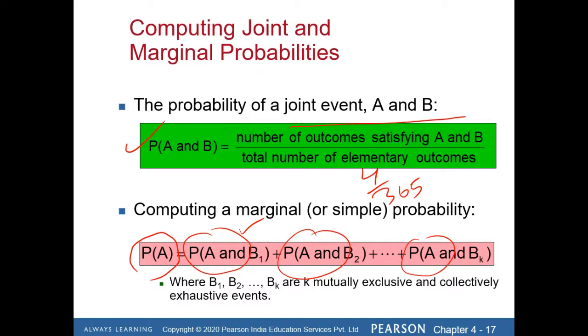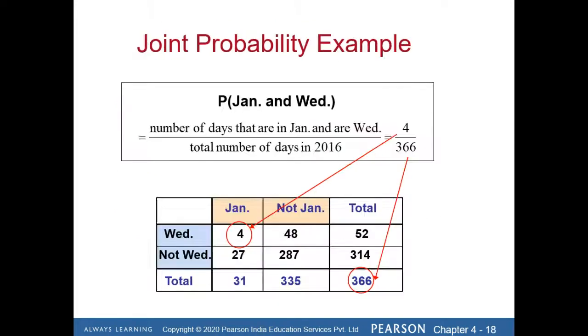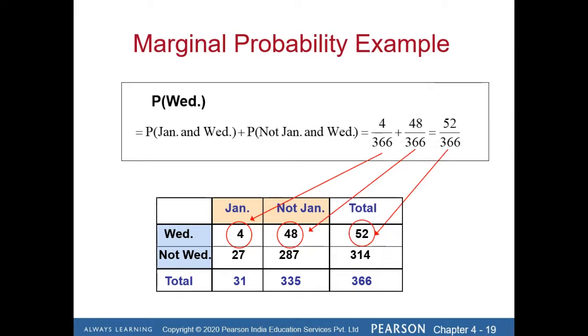This method is given here in this PowerPoint. So this is one example. I have already shown how to calculate the joint probability and how to calculate the marginal probability. Marginal probability means, for example, the probability of Wednesday. So what I have done is, I added the probability of January and Wednesday and the probability of not January and Wednesday together. So we got the probability of Wednesday. That is the example of marginal probability and how we calculate it.